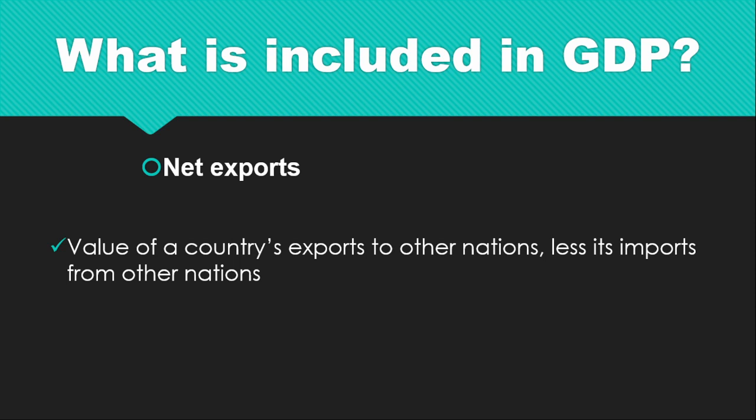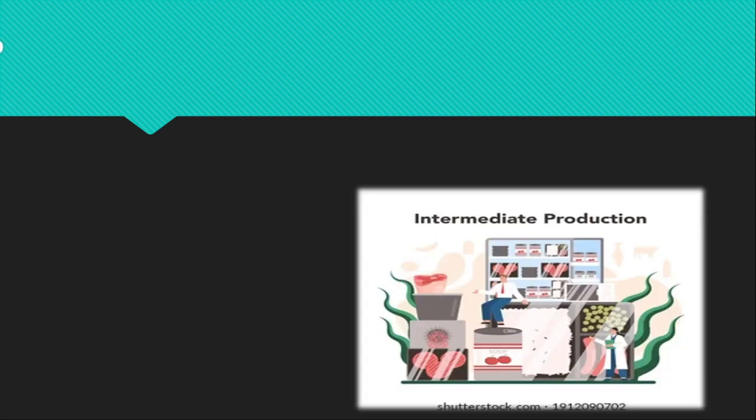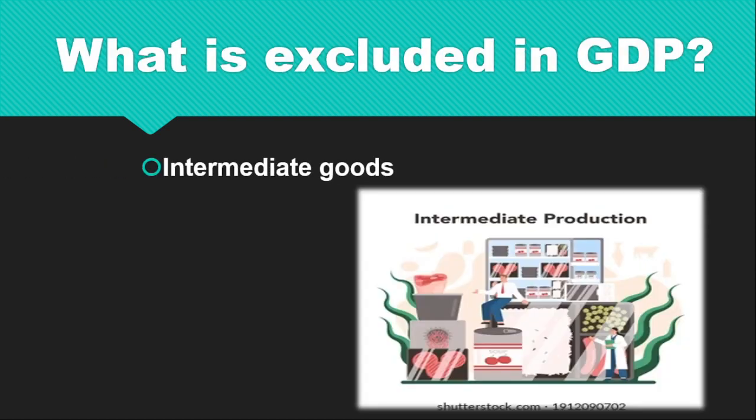And if you look at imports, those are the goods that are produced in other countries and sold in the country. So when you order your clothes from China, that's not included in our GDP because those clothes are not produced in Namibia but rather in China. So what we actually include is what we have produced. Although we have sold that to other countries, it's still part of our GDP. Right, so now let's look at what is excluded in GDP.